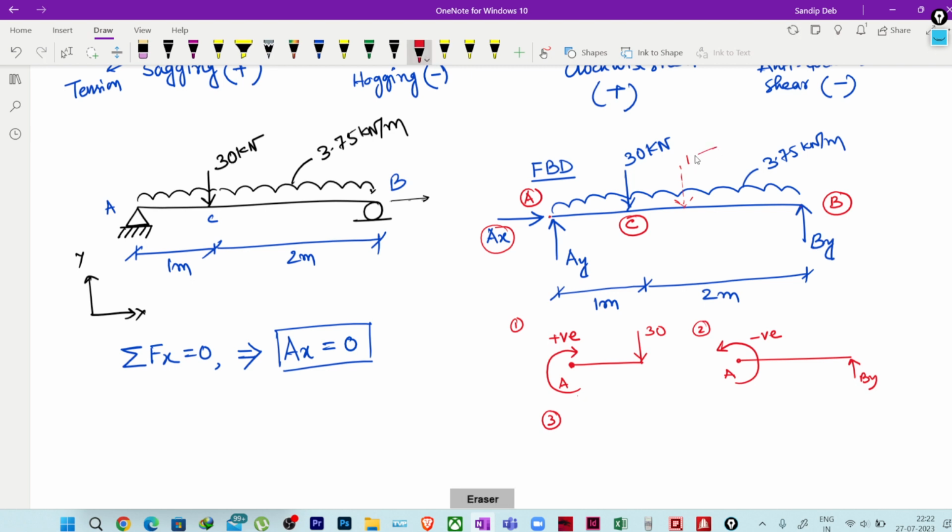So the equivalent load of this UDL will be 3.75 multiplied by 3 equal to 11.25 kilonewton, and it will be acting at the center of this beam. That means 1.5 meter. The next one, if you see, will be the same as the first one. So it will be this 11.25 kilonewton, and about this A, it will be a positive moment here.